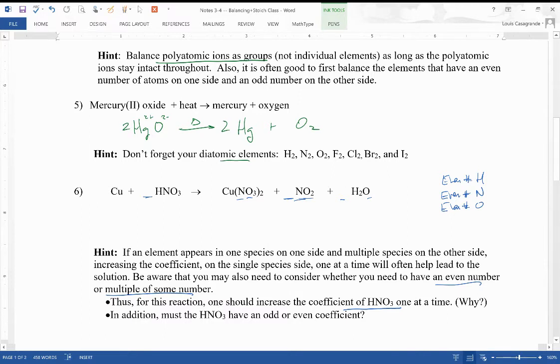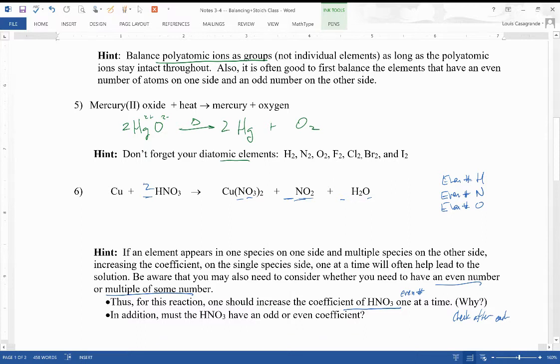Why? Because that's going to give you the ability to check after each iteration. You might have to go through a little iteration, trial and error here. So right now we have that implied 1 in front of here, and that implied 1 doesn't work because it's not even. So 1 even number at a time. Let's put a 2 in front of the HNO3, and what's that going to do for us? That's going to give us 1 water, and that doesn't work.